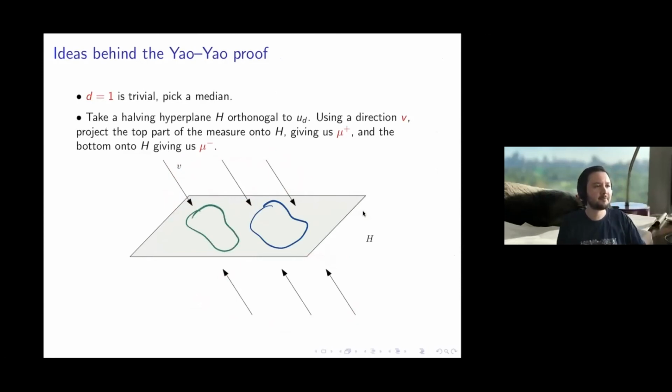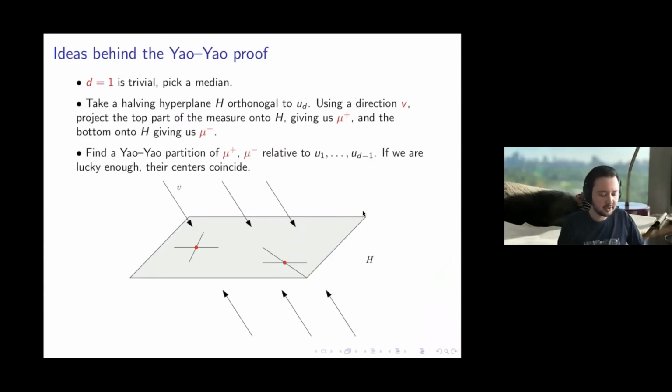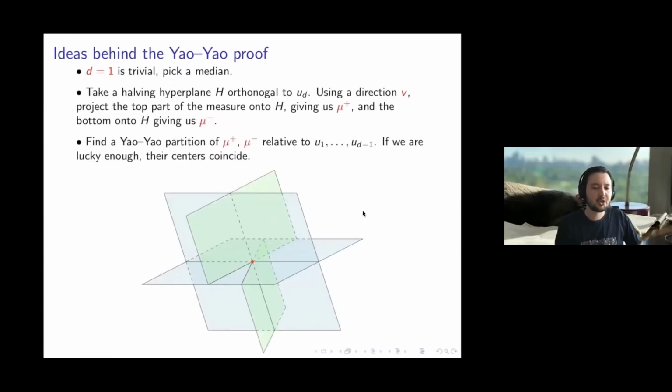Okay? And then I'm going to use the vectors u_1 up to u_{d-1} as my basis of H, and find a Yao-Yao partition for the top and a Yao-Yao partition for the bottom. Okay? And this is the key part here. If we are lucky enough, the centers of these two partitions coincide. So this point and this point, we want them to coincide. If they coincide, then we just take the inverse of each partition, and we get this Yao-Yao partition here.